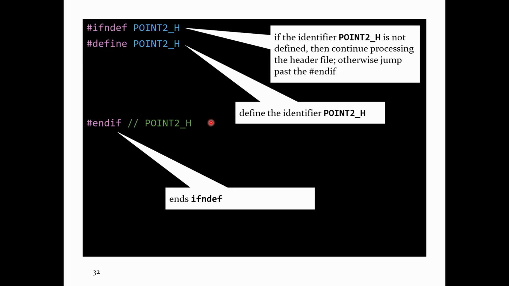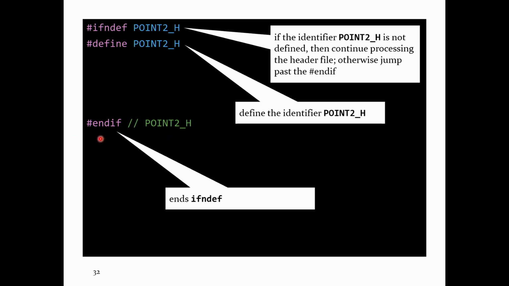One of the things you can do is write conditional statements. So #ifndef means if not defined. This reads, if not defined, this name, point2_h, all in capitals. For every header file, you're going to declare a constant that has the name of the header file in all caps, point2_h in this case. What this says is, if the identifier point2_h is not defined, then continue processing this header file. If it is defined, then you jump to the end of the if statement.